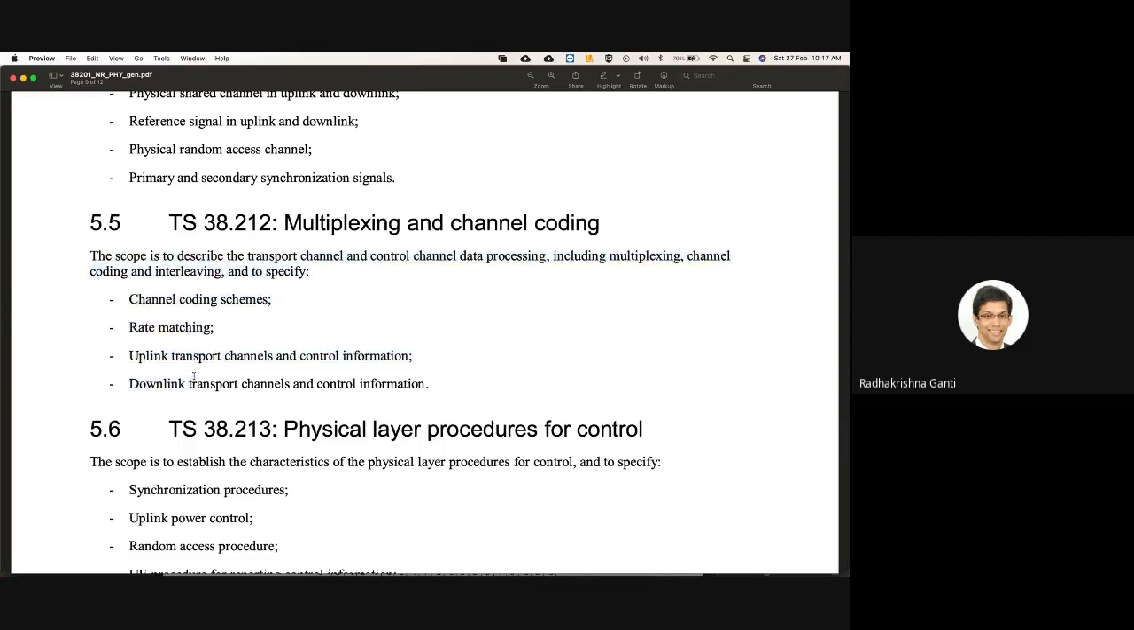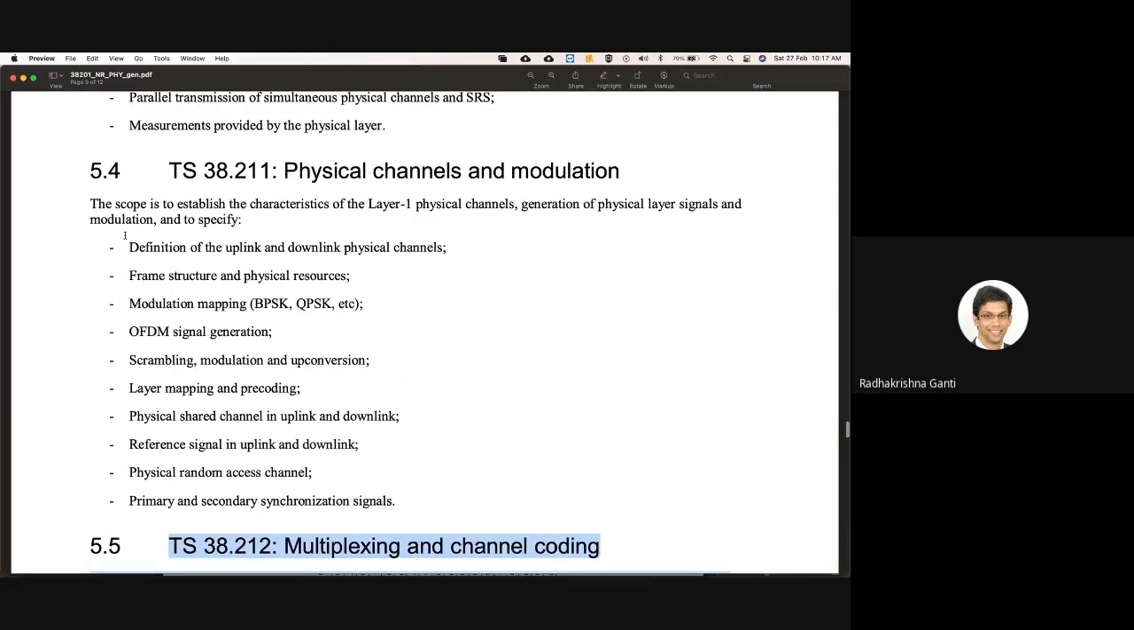38212 talks about channel coding, rate matching, uplink transport channels and control information, downlink transport channels and control information. So this 38212 is a document which mainly talks about bit processing. 38211 talks about symbol level processing. Effectively, this is a logical thing I'm telling you. Okay, thumb rule.